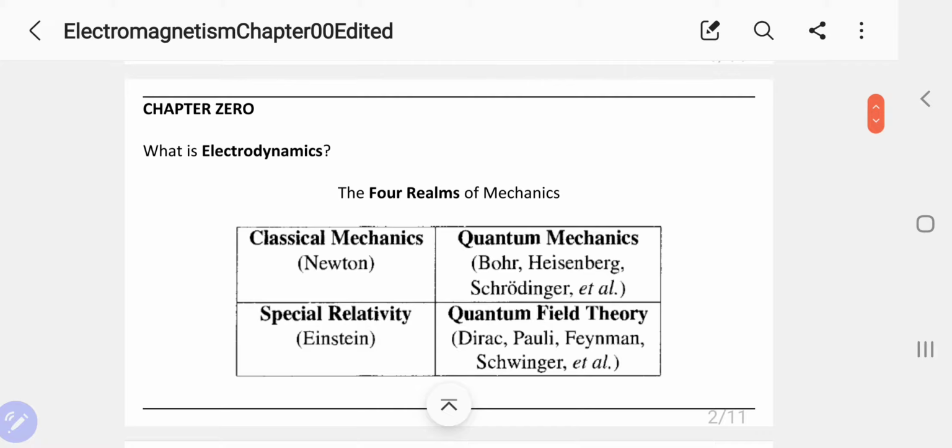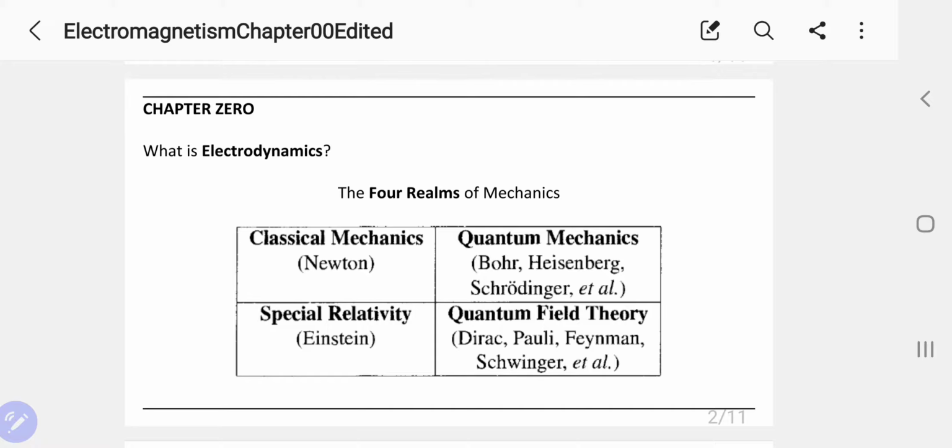What is electrodynamics? There are four realms of mechanics. First, that we have studied is classical mechanics. This is mostly formulated by Newton, and you deal with big objects with observable speeds, low speeds. And then when the object goes to fast speed, like speed near the speed of light, you invoke special relativity by Einstein.